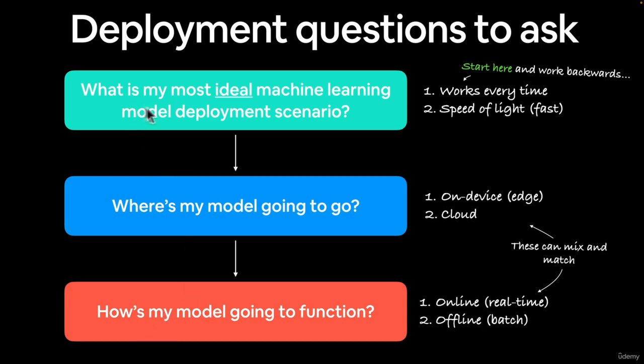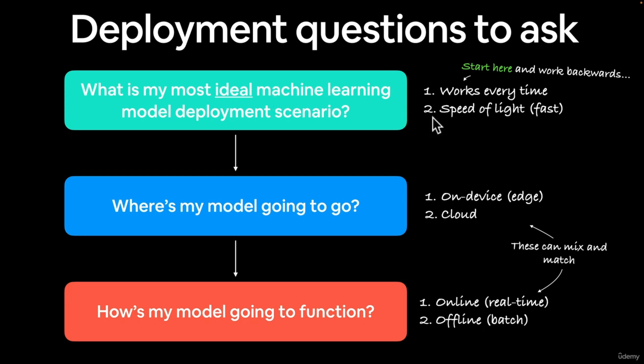So what is my most ideal machine learning model deployment scenario? Well, the ideal scenario for me would be that my model works every time, as in for Food Vision Mini. That's what we're going to be working on, becoming machine learning engineers ourselves. So our ideal scenario would be that Food Vision Mini works every time someone takes a photo of food, Food Vision Mini gets it right. Is that possible? Well, this is the most ideal use case, right?